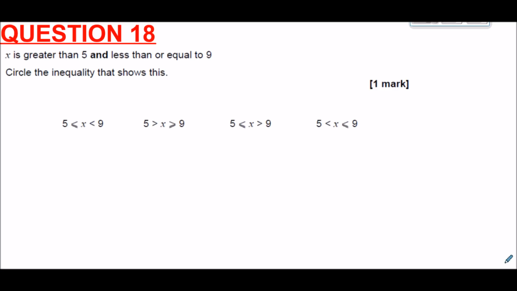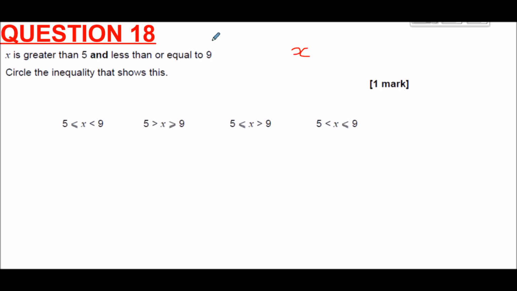Question 18, another multiple choice job. We've got 4 different inequalities. And what it says here in the description for the question is that x is greater than 5 and less than or equal to 9. And so x is between these two numbers.